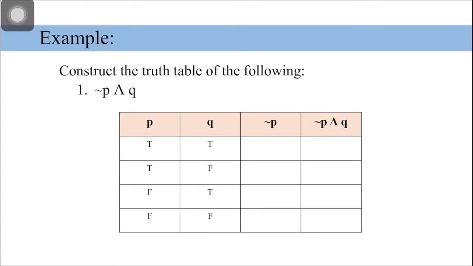Okay, let's have an example. Construct the truth table of the following. Number 1, the negation of P and Q. So we connect them with the word and. We cannot solve this directly because we don't have the negation of P yet, so we must get the negation of P first, then we can solve it as a whole. So we make a table: P, Q, negation of P, and then we get the conjunction, the negation of P and Q.